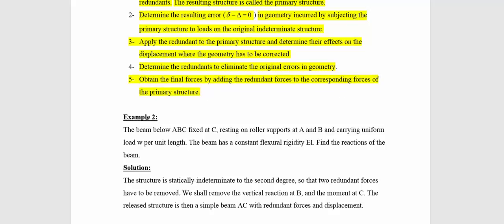Example 2, let's apply these steps in example 2 and see how we can find the reactions for an indeterminate structure to more than 1 degree. We'll explain example 2 in the next video.